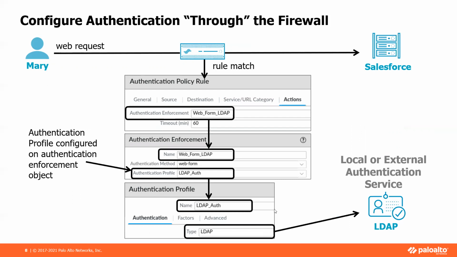So when Mary sends in a web request, we take a look at the firewall and match a rule. If we find that it is matched to a web form using LDAP, we're going to go ahead and send that authentication from the firewall, override that, and send it out to the LDAP service. So that's pretty slick.